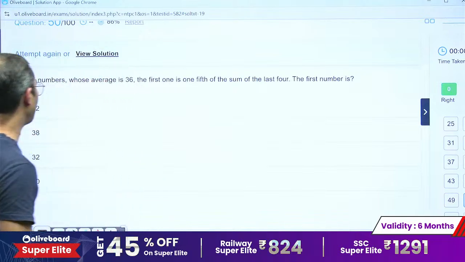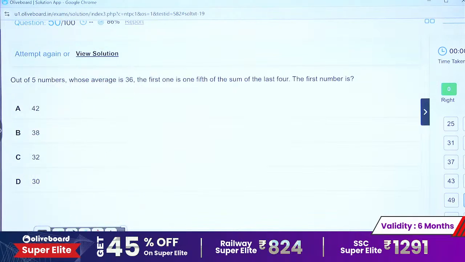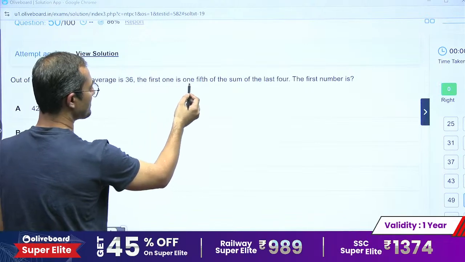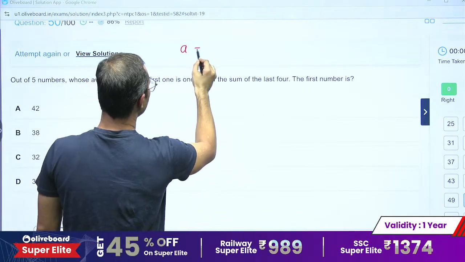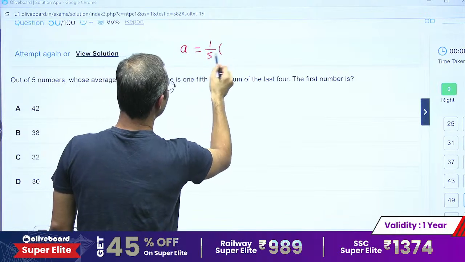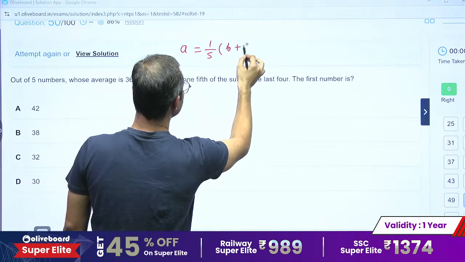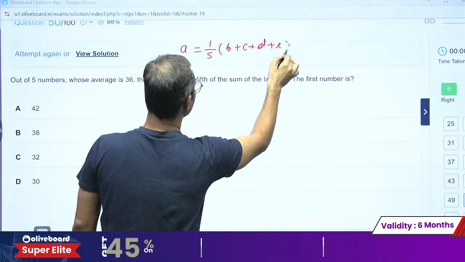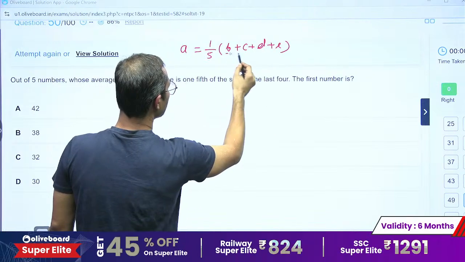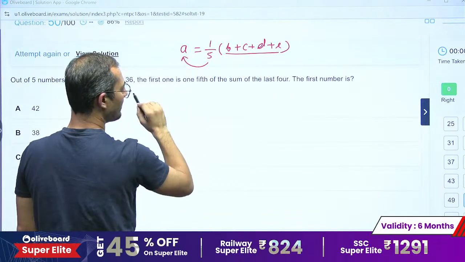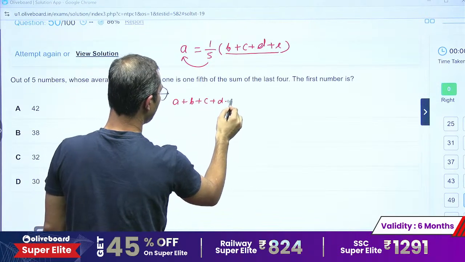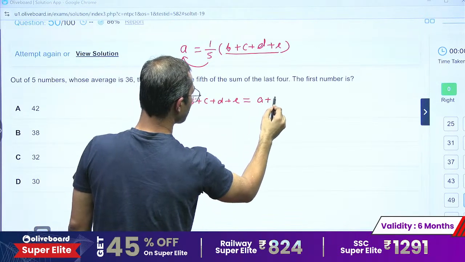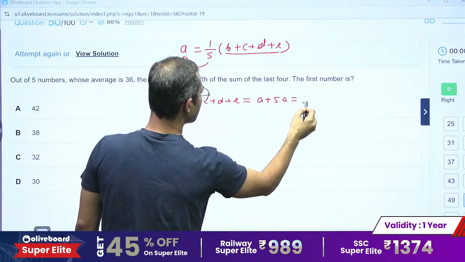See, out of the 5 numbers whose average is 36, very easy question. See, the first number is 1/5 of the sum. So the first number is A. So this is equal to 1/5 of the sum of the last B plus C plus D plus E, right? So we can say that B plus C plus D plus E is equal to 5A, right? So we can say that the sum of A plus B plus C plus D plus E is given by A plus 5A, we can say 6A.